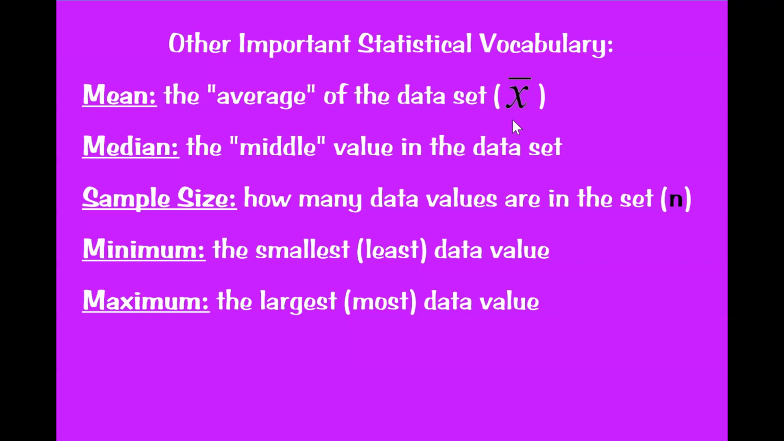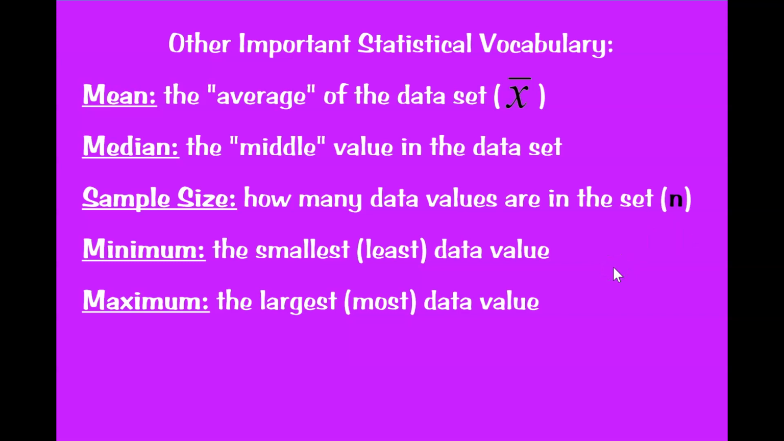Median is the middle value after you line them up from least to greatest. So that's where you cross off on either side until you find the value that's in the middle. A sample size is how many data values are in your set. So basically, how many people were asked that question, or how many data values do you have? In your calculator, that's referred to as N. So N is your sample size.